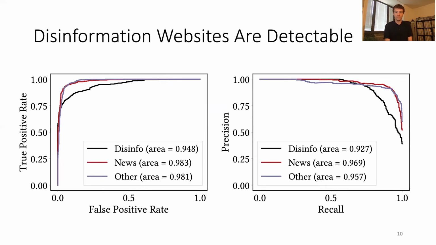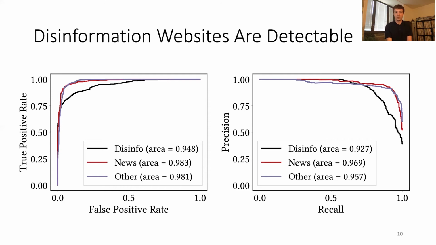So the figure on the left shows the mean receiver operating characteristic curve when we perform five-fold cross-validation with our classifier. And the right figure shows precision recall curves for cross-validation. In terms of cross-validation, we find that disinformation websites are actually detectable using infrastructure features.